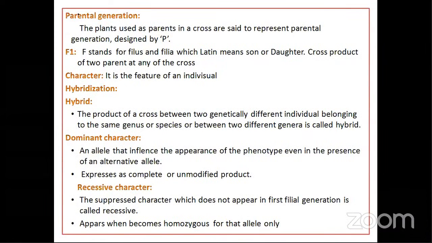Then parental generation, because we'll be seeing so many crosses, so you need to know what the parental generation is, what F1, F2 and all those things are. The parental generation we'll call P. It will be designated as P everywhere, and if there are two parents, we'll call one P1 and one P2. The parents used in a cross are said to be the parental generation.